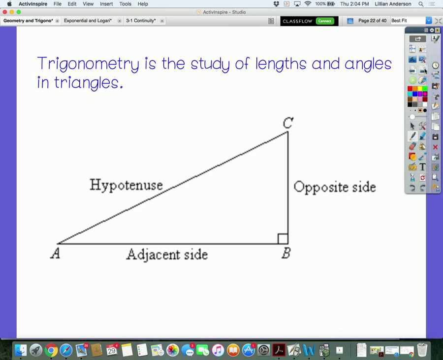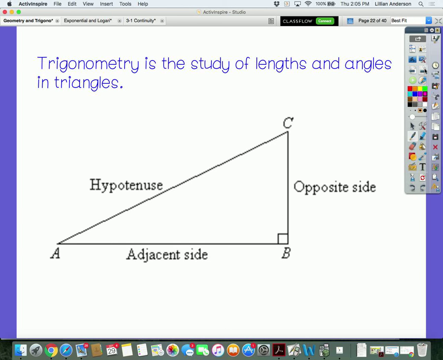All right, so trigonometry, that is the study of lengths and angles in triangles, okay? Three-sided figures, triangles, okay? In this particular example, if you recall the breakdown of a right triangle, you have your hypotenuse. This is actually on the note paper. In a right triangle, the side that's across from your 90 degree angle is called your hypotenuse. You guys remember that? Okay, good.